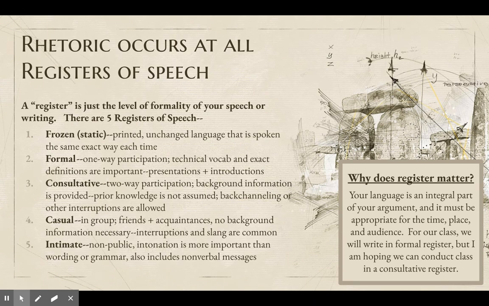So intimate can mean between siblings, especially twins. Sometimes twins have their own little language. Intimate can be between parents and children. It doesn't necessarily mean husband-wife type of intimacy. That's not what it means. It just means very close, non-public relationship. So a relationship you have outside of the public eye as well. So we definitely do not want to be writing in that level. So we definitely want to stick to a formal register when we write.